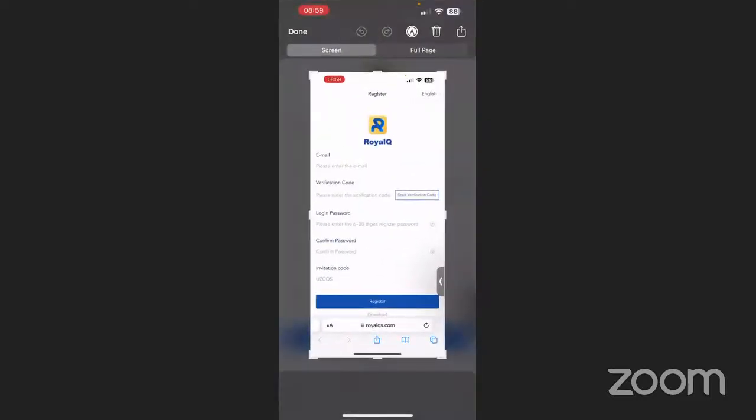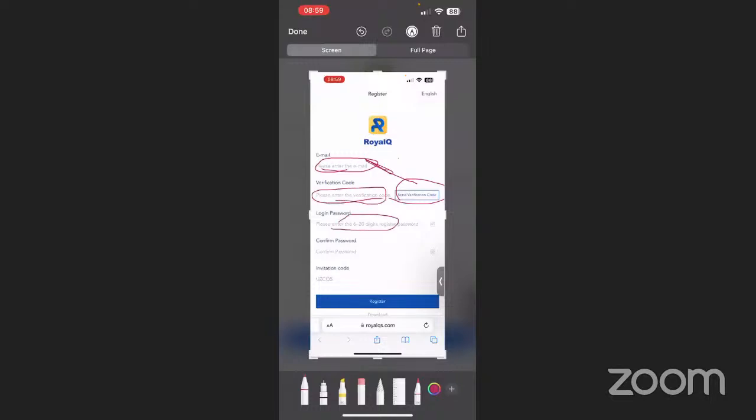Once the person opens, they should just fill out, please enter the email. So this is where you click and enter your email. Send verification code. They'll send a code to the email you gave here. If the code comes, type it here. Type your login password. Type, reconfirm it again. Make sure the person turns on the eye to see what they have typed.